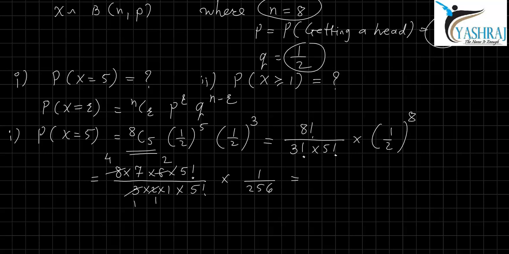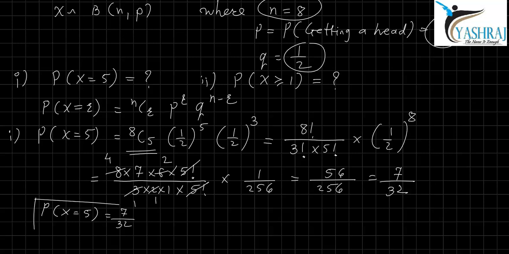So 2 ones are 2, 2 fours are 8, 3 ones are 3, 3 twos are 6, 5 factorial gets cancelled, 7 fours are 28, twos are 56, divided by 256. After all simplifying, we have 7 divided by 32. So the probability of getting exactly 5 heads is 7 divided by 32.